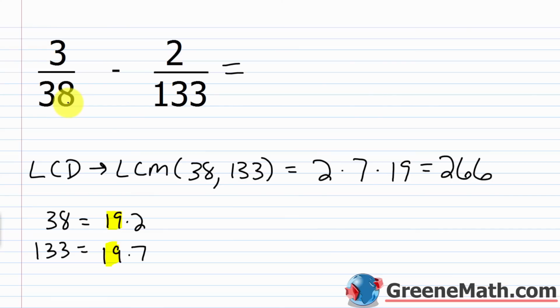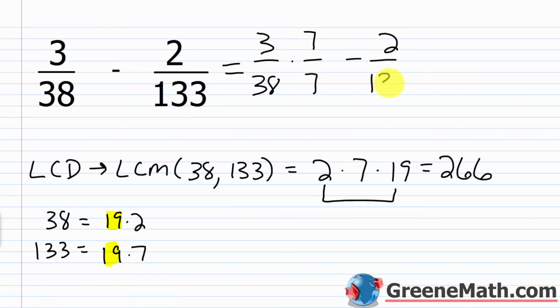Now we'll just rewrite each fraction as an equivalent fraction, where 266 is the denominator. So we have 3 over 38. And remember, 38 is 19 times 2. So to get to 266, I just need to multiply by 7, and I'm going to do that in the numerator as well, right? So I multiply by 7 over 7 so that it's legal. I'm multiplying by a complicated form of 1. Then minus, I have 2 over 133, and 133 was 19 times 7. So what I need to do is multiply this by 2 over 2, right? That would give me a denominator of 266.